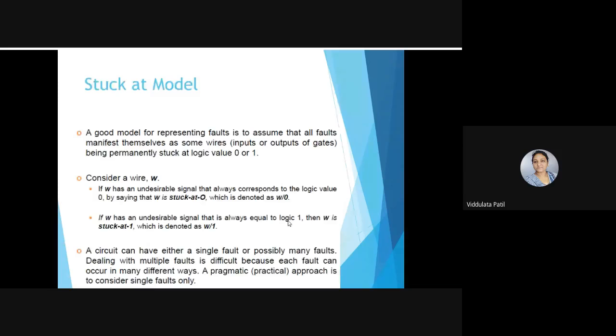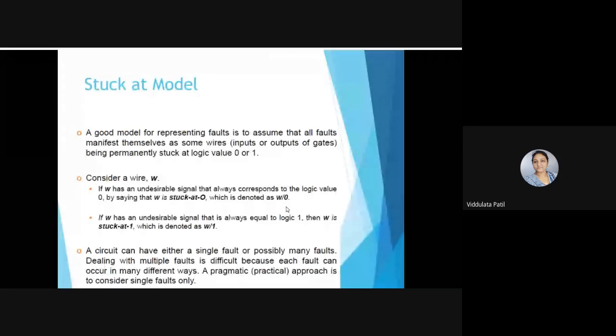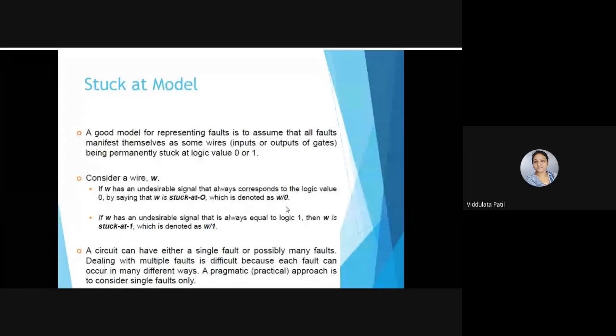Suppose we are considering a wire W. If W has an undesirable signal that always corresponds to logic value 0, then we say that W is stuck at 0, and it is denoted by W/0. This is one type of fault where your wire is permanently connected to logic 0. Or suppose wire W is continuously connected to logic 1, then it is stuck at 1, denoted by W/1. These are the two stuck-at models: stuck at 0 and stuck at 1.